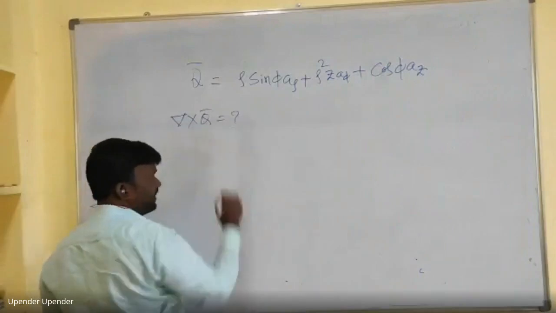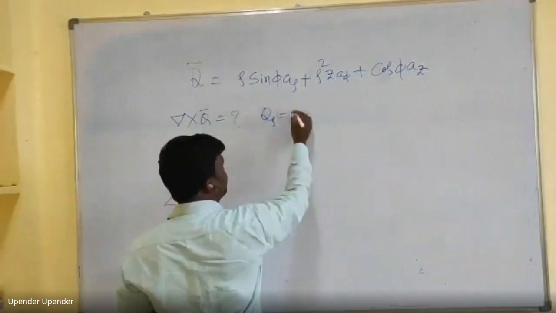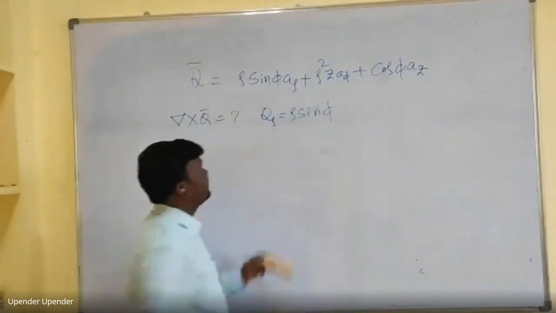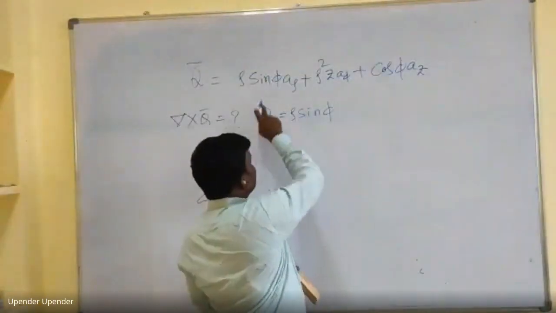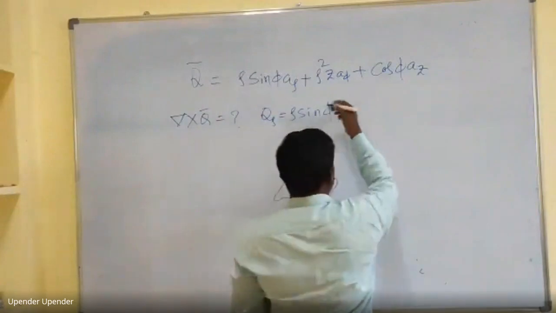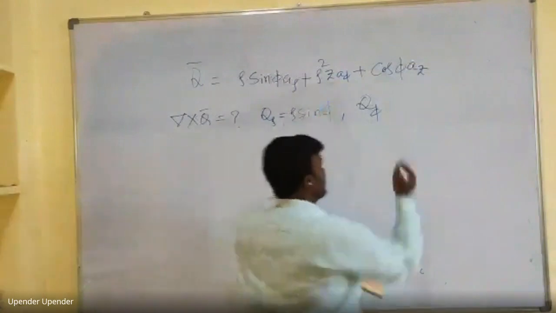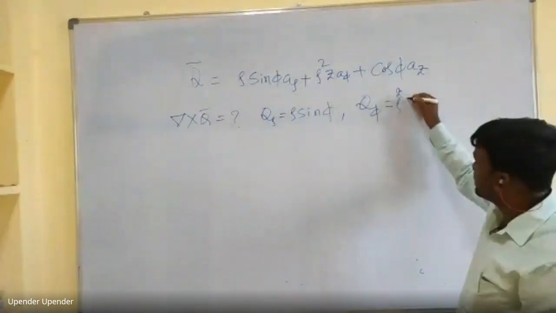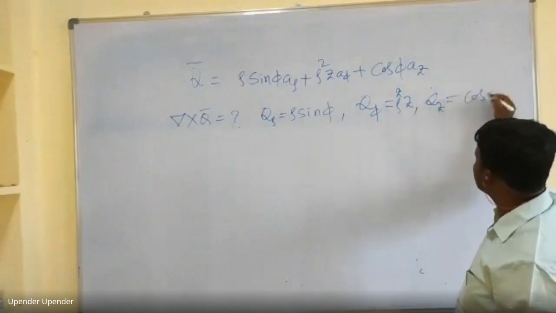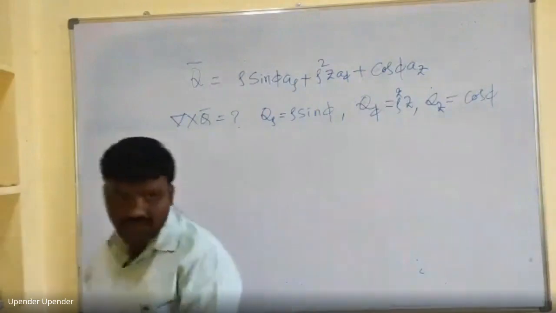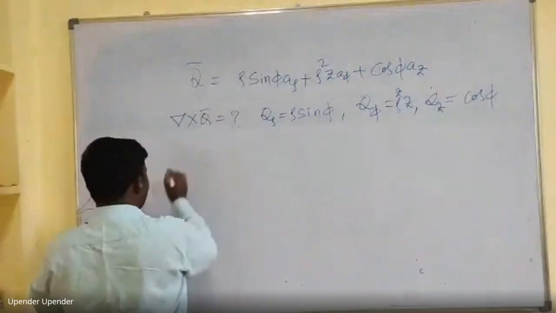In order to find this, you need to write what? First, the q rho component. What is q rho? That is rho sin phi. That means except the unit vector, you need to consider the remaining part. Next, q phi means except this unit vector a phi, we have to consider what? That is rho square z. And the last one, qz, is equal to cos phi.